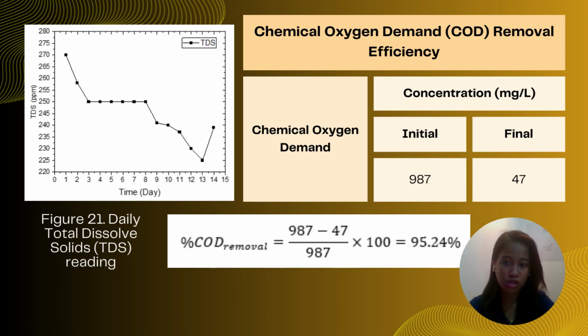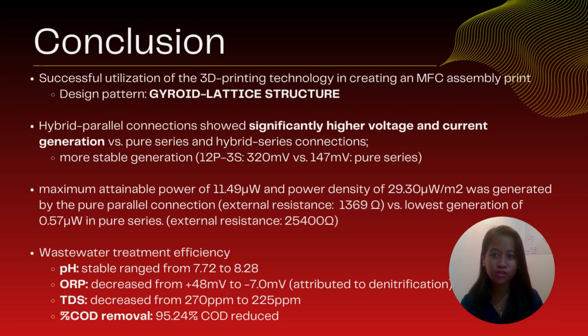While for the COD, the wastewater sample was sent to a laboratory, and the result of the COD initially was 987 milligrams per liter, and after the treatment, it was reduced to 47 milligrams per liter. Calculating our COD removal percentage, we obtained a 95.24% COD reduction.